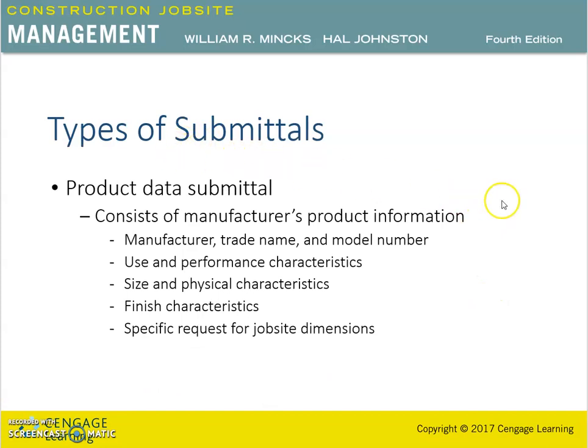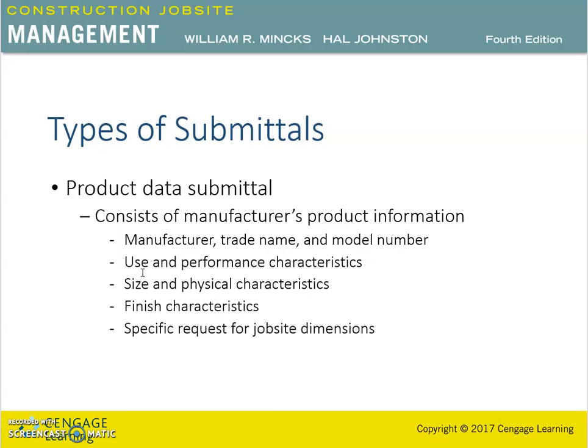Types of submittals. In the types of submittals, the first thing is the product data submittal. It consists of the manufacturer's product information. The information included is the manufacturer, trade name, and model number. This information is necessary to compare the submitted item with the specified products and acceptable products listed in the specification and addenda.